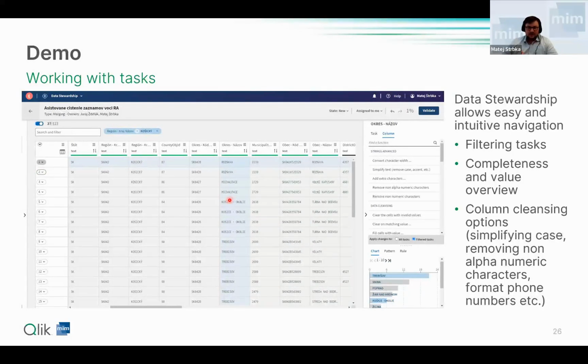As I mentioned, Data Stewardship allows easy and intuitive navigation. It is filtering tasks, checking the completeness and value overview, and also it gives us overall cleaning options such as simplifying case, removing non-alphanumeric characters, and so on. In the following steps, we'll check how to clean one particular record. For now, we had just an overlook of the approach to tasks, and in the following steps, we will check what one task looks like and how a data steward can clean one particular task.